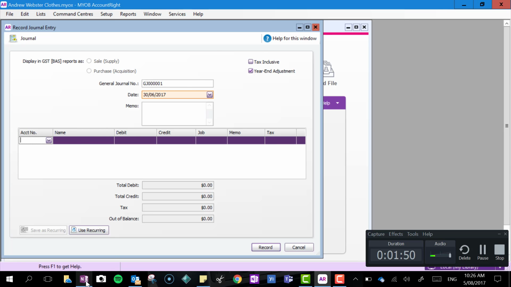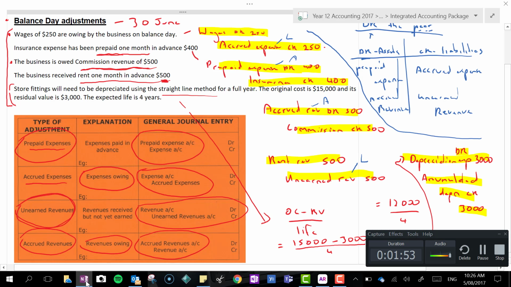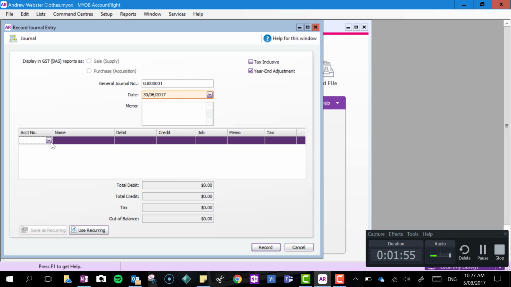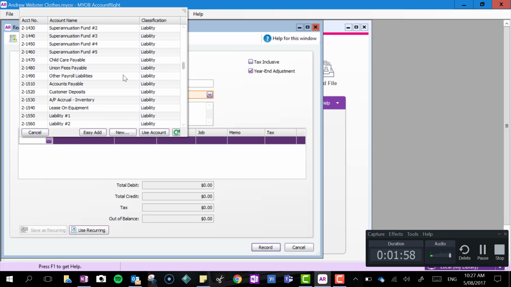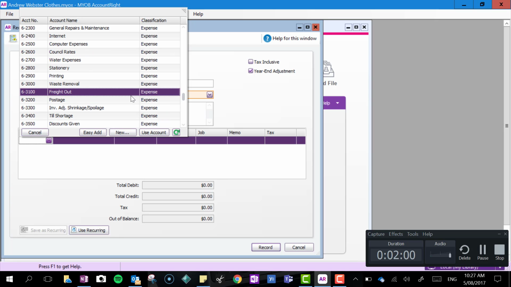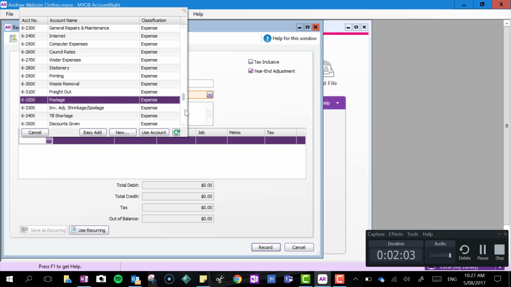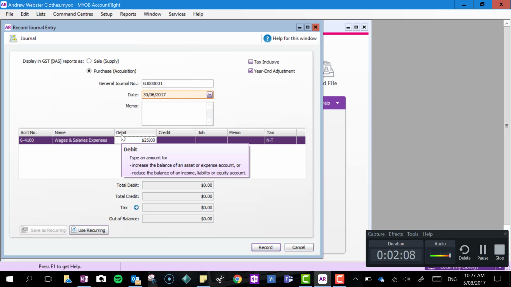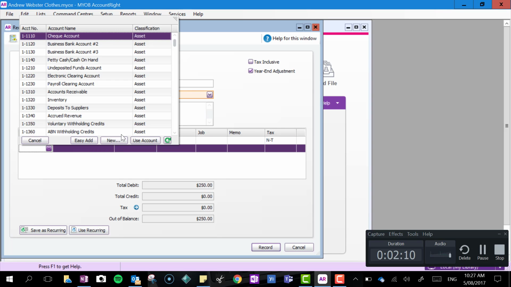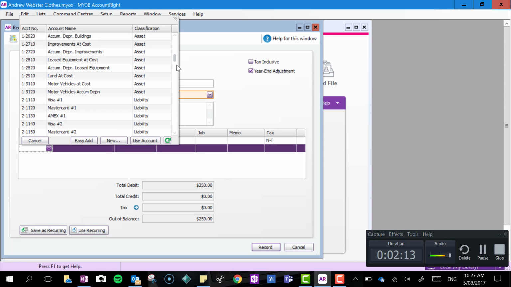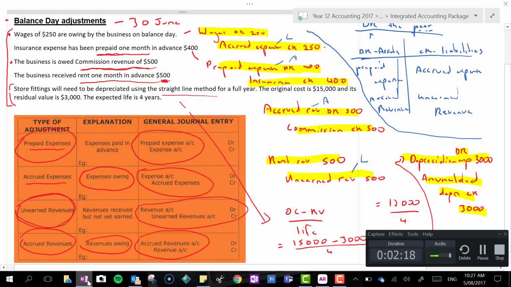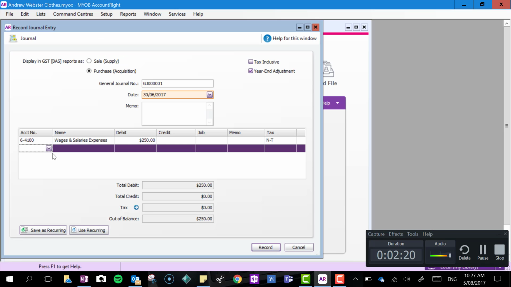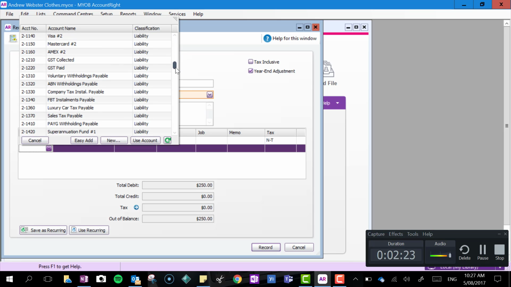Our first journal entry is wages and accrued expense. So we're going to find our wages account. It's an expense account. There it is, salary and wages for $250. That's a DR. Our credit is accrued expense. Now we know from our journal that we wrote down that accrued expense is a liability account. So we're looking in liabilities for accrued expense.